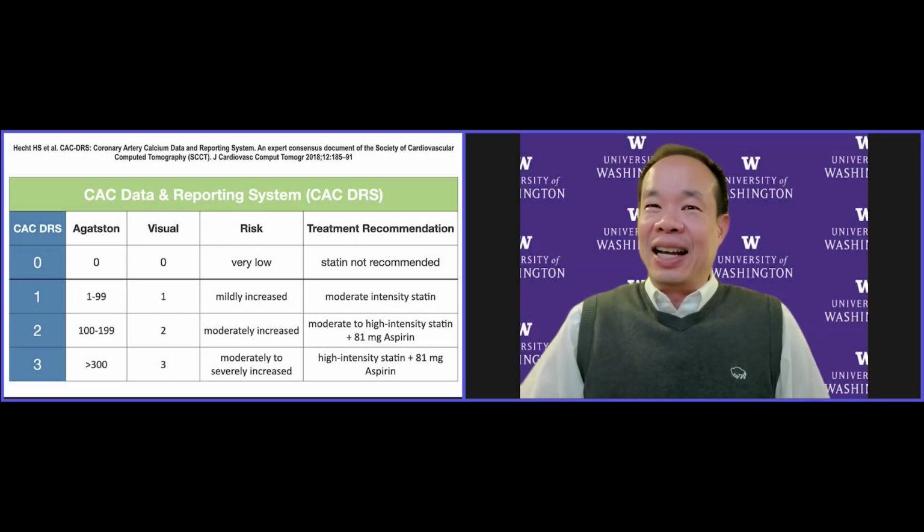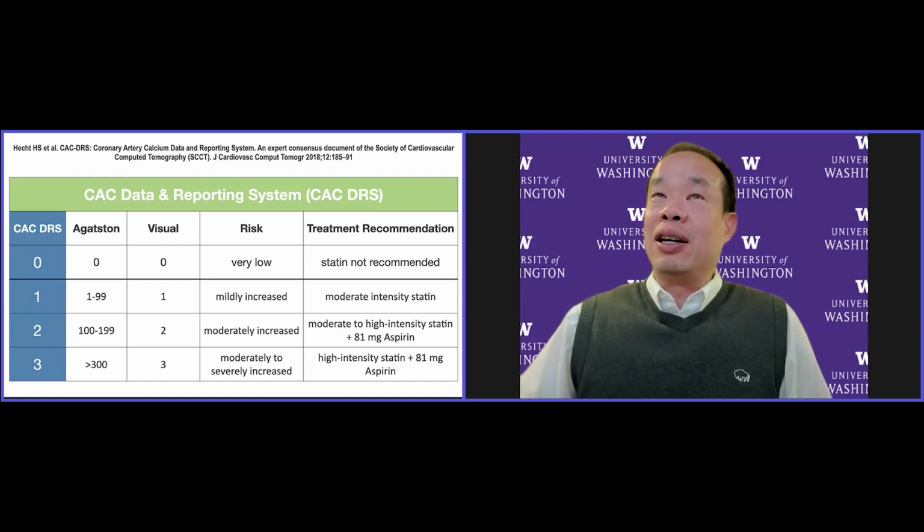Hopefully people see this slide, which is basically a table from the coronary artery calcification data reporting system. It shows the 4 different categories of coronary artery calcification, ranging from 0, mild calcification, to severe calcification. We can quantify it in many different ways. We can use the Agatston scoring, which is typically used for ECG-gated scans. Now we're able to somewhat replicate this on non-ECG-gated CT scans. We also have a visual score, which is more of a subjective qualitative measurement as opposed to quantitative. These correlate to either no calcification, mildly increased calcification, or severely increased calcification.